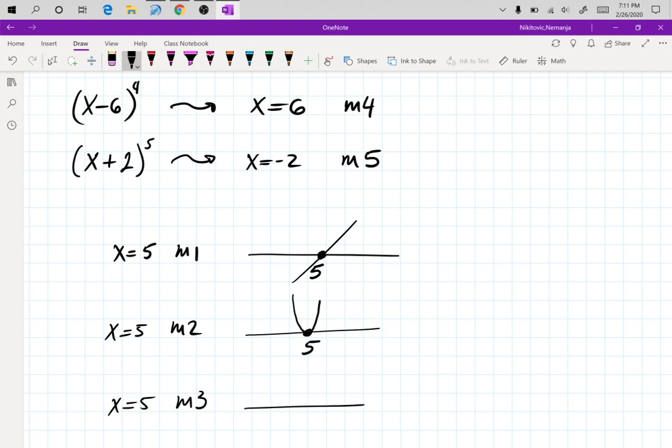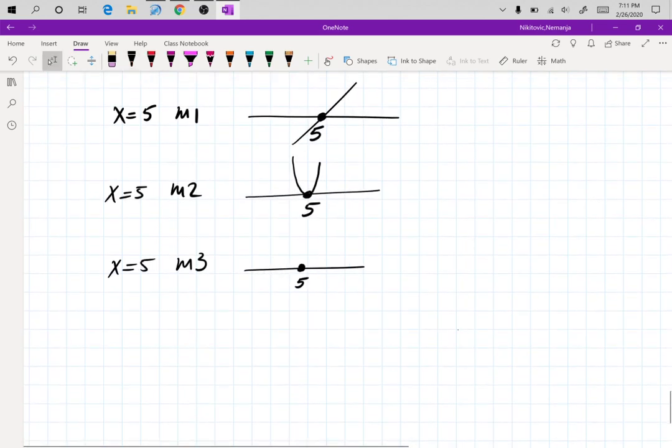And that's your M2. X equals 5, M3. What do you think is going to happen now? You still have only one 5. What do you think happens with the root? Won't it wiggle around the 5? Yes! It is going to go woo! It's going to make a cubic squiggle through it. Like that.